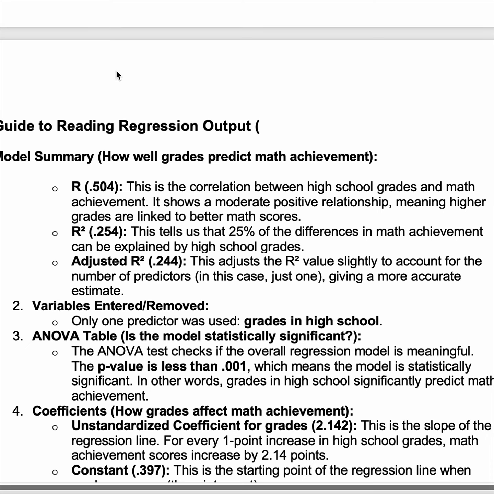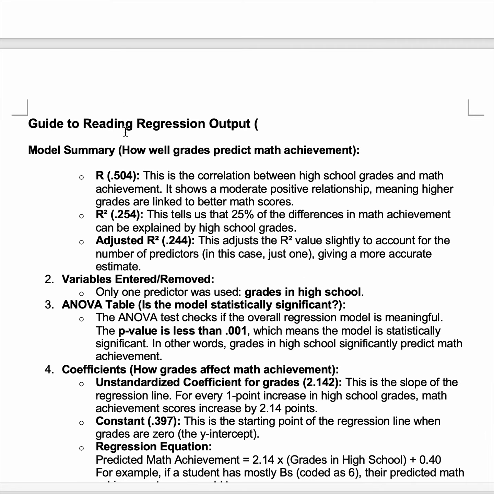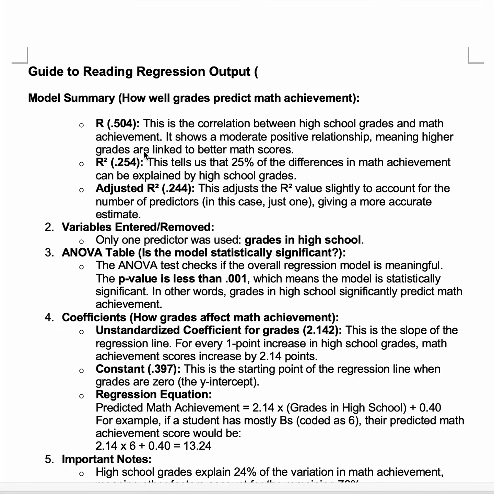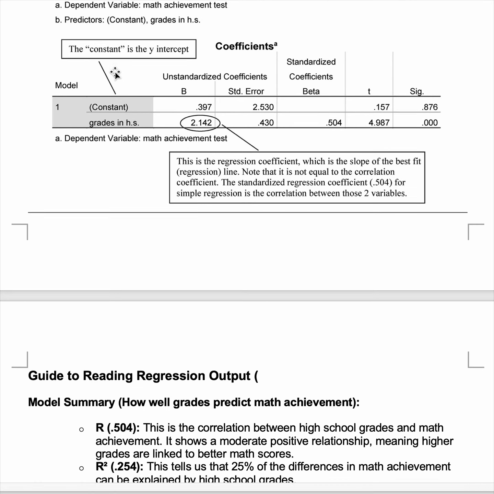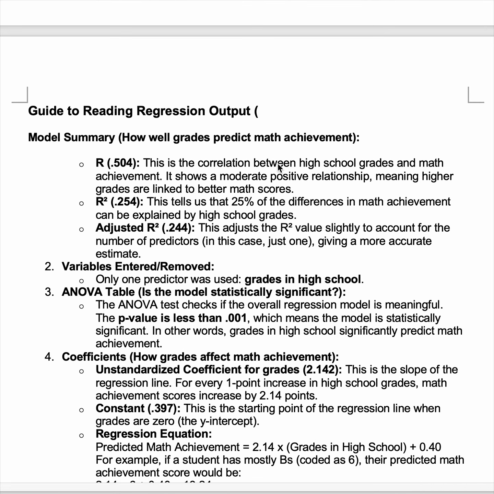Now, when I start looking at these outputs, what does that output actually mean? The R value in this table is telling me the correlation between high school grades and math achievement. What do I mean by correlation? The relationship. 0.5 is moderate, 0.75 is strong, and less than 0.5 is generally found to be weak. Here we have a moderate relationship and it's positive, so I would say that 0.504 is a moderate positive relationship.